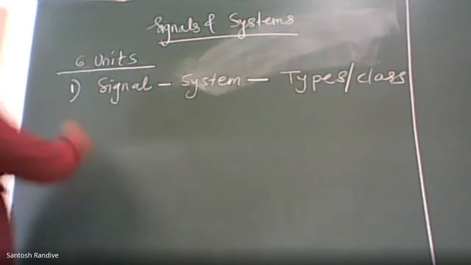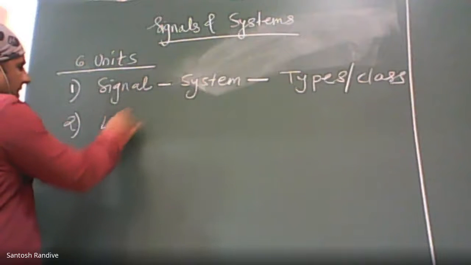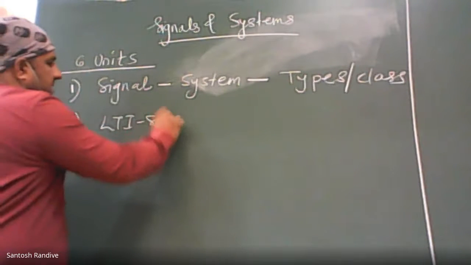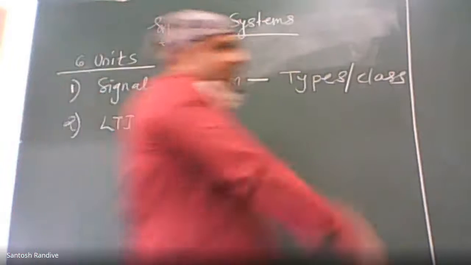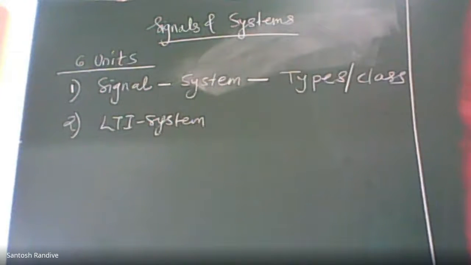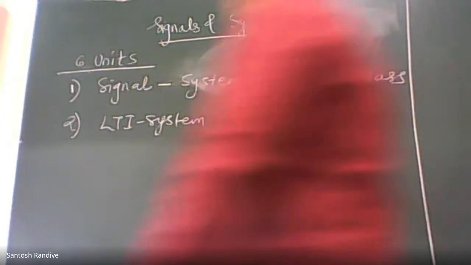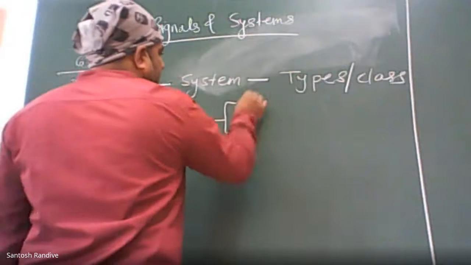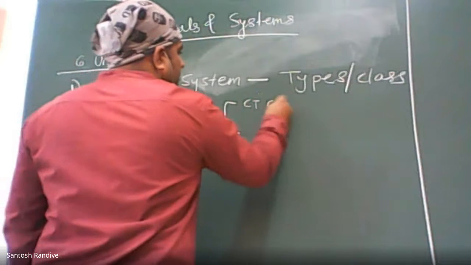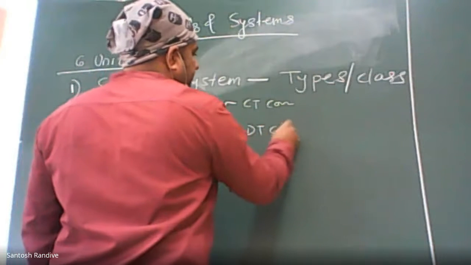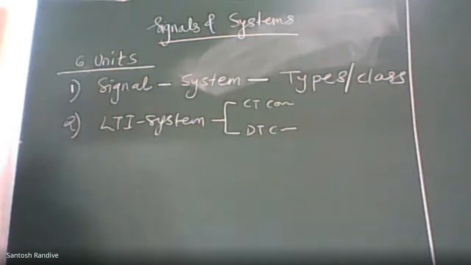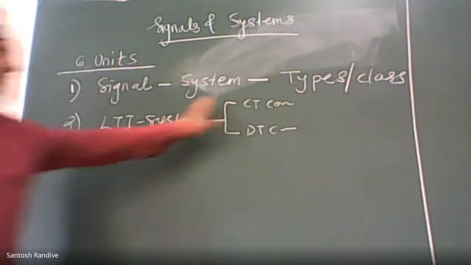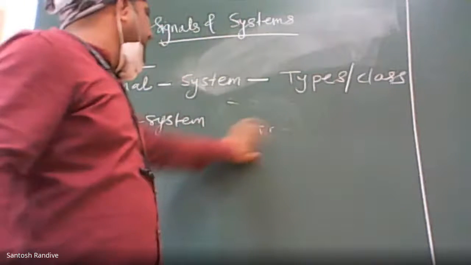Second unit, you have to see LTI systems. LTI system, meaning linear time invariant system, which is not dependent on time. So time invariant or time varying. In this unit we have to see CT convolution and DT convolution. So in general, we have to see what an LTI system is in the second unit.